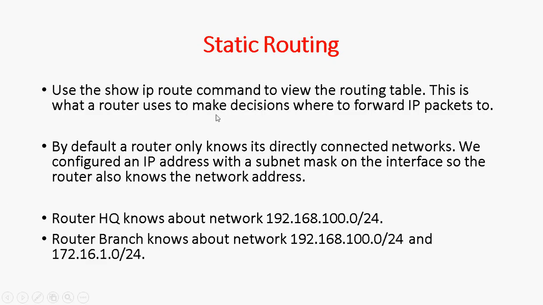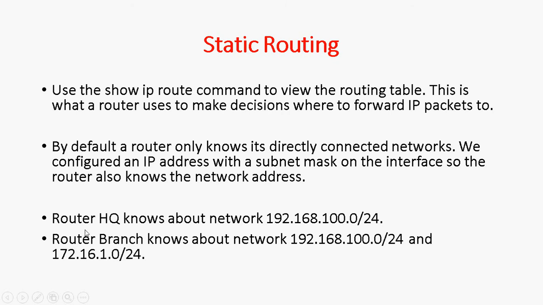Use the show ip route command to view the routing table. This is what a router uses to decide where to forward IP packets. Whenever the router receives an IP packet, it checks its destination IP and checks its routing table. Based upon the routing table only, it forwards the IP packet. By default, a router only knows its directly connected networks. We configured an IP address with subnet mask on that interface, so the router also knows that network address.